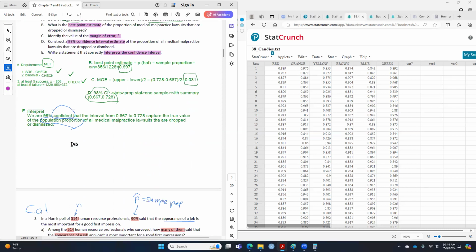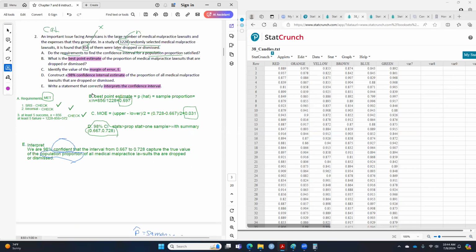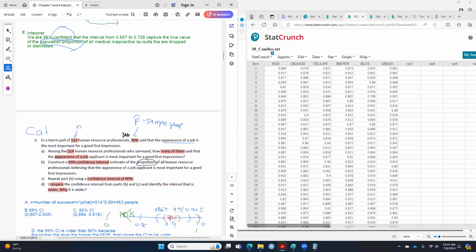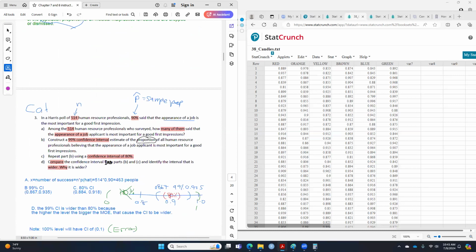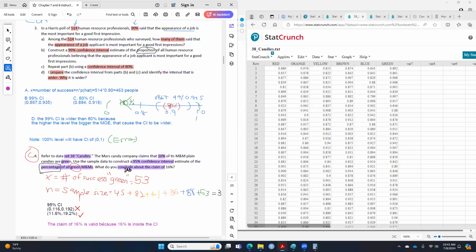And then there are also a few ways they're asking us. Sometimes they can ask us to check the requirements. Sometimes a question can ask for the best point estimate, or to find the margin of error. The confidence interval is what usually all questions have. And sometimes a question asks us to interpret the confidence interval. Sometimes the question asks us to figure out which confidence interval is wider. And sometimes the question is asking what you conclude about the claim. So these are the types of questions that they will ask in confidence interval.